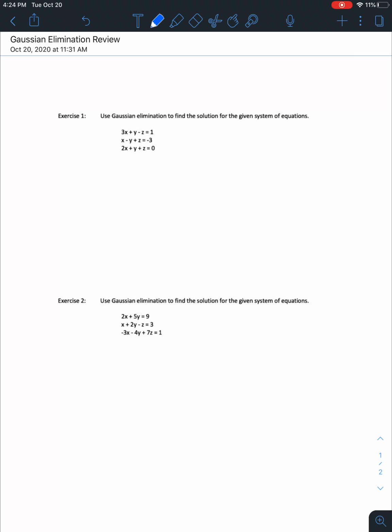Hey guys, okay, I wanted to review Gaussian elimination really quick today, and then we're going to take a quick quiz over it tomorrow and move on to another method of solving systems. So here we go.